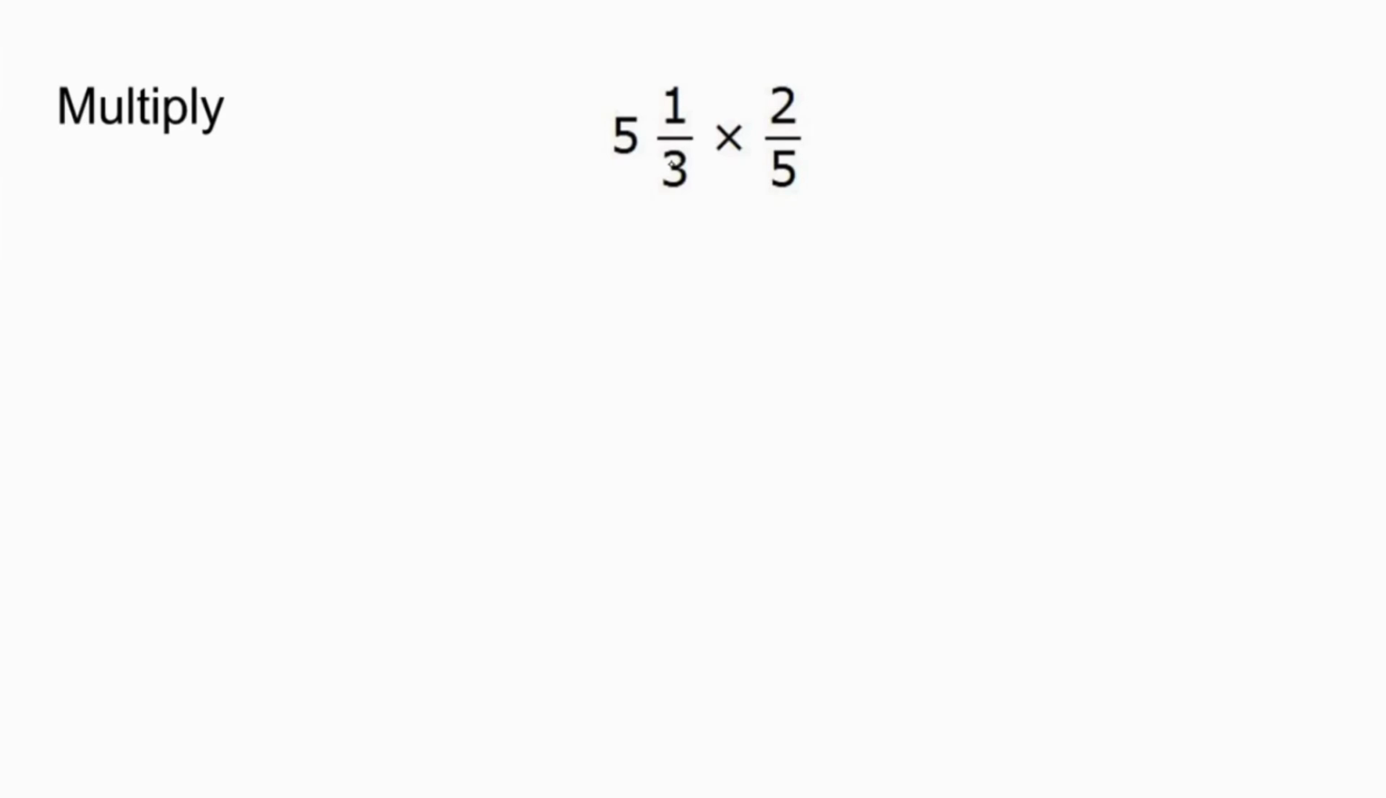Multiply 5 and 1/3 times 2/5. Whenever I multiply a mixed number to a regular fraction, I want to turn that mixed number into an improper fraction first. How do I do that?